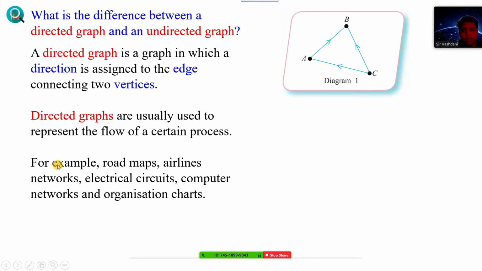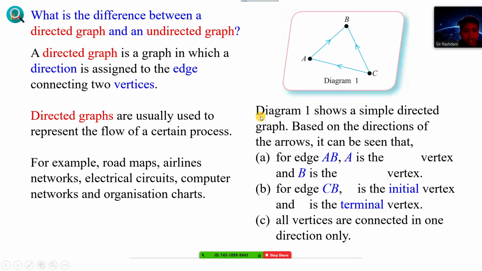How do we relate this directed graph to real life? For example, road maps and airlines. For example, you want to go to Pulau Pinang, so there is a certain way that you need to follow in order to arrive at Pulau Pinang. Another example is airline networks, electric circuits, computer networks, and organization charts. So there are the uses of directed graphs.